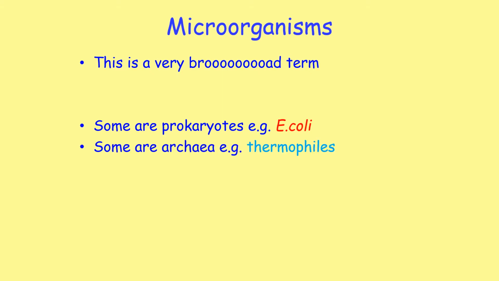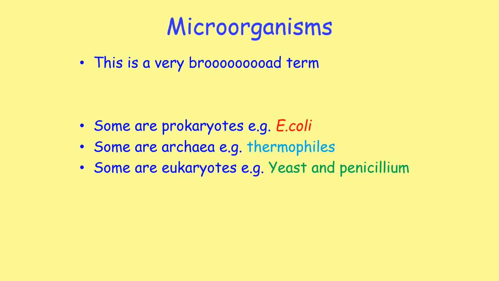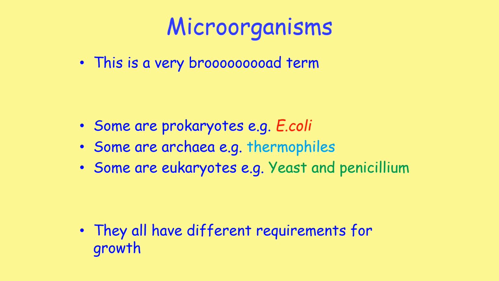So microbes is a really broad term. There's thousands of different microbes. Some of them are prokaryotic cells, so very primitive cells like an E. coli bacterium. Some of them are archaea, like our thermophilic bacteria that live in very hot vents at the bottom of the sea, and then some are eukaryotic cells, so things like yeast and penicillium. So there's a wide range of different microbes, and therefore they all have different requirements for growth, and it's important that we cater for each individual microbe depending on what we are culturing.